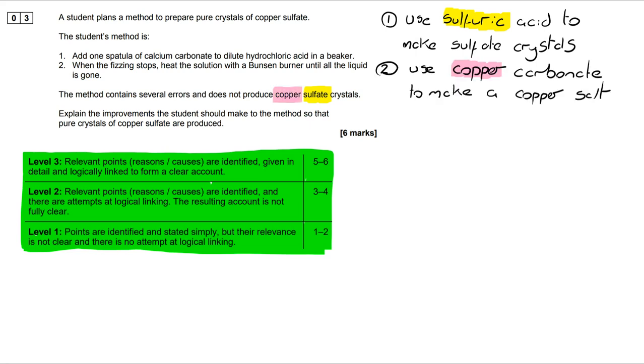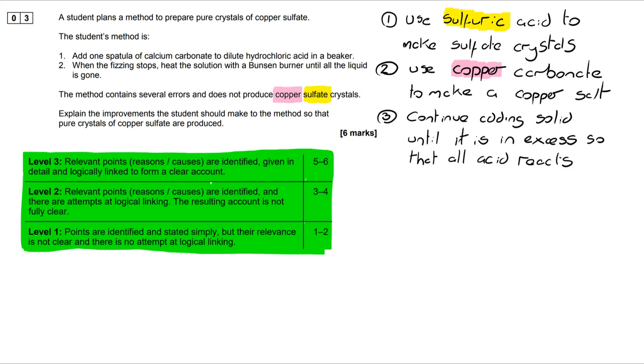Similarly, we are making copper sulfate, but they have spoken about using calcium carbonate. That would make a calcium salt. So we can explain that we're going to use a different carbonate. As we carry on moving through, they talk about adding one spatula and then stopping and continuing with the rest of the experiment. But that means that only a tiny amount of the acid would have reacted and we'd get very little solid salt after we'd evaporated it.